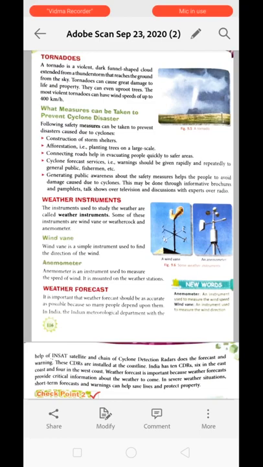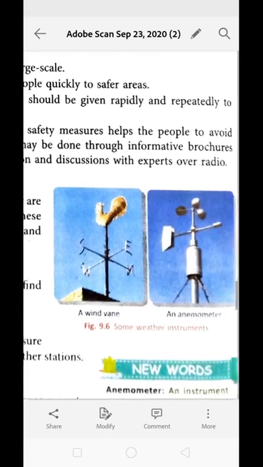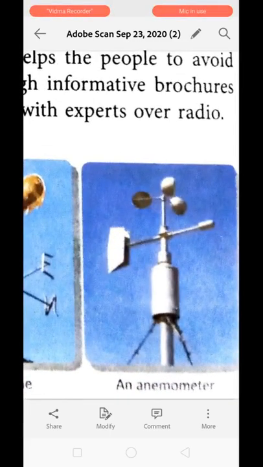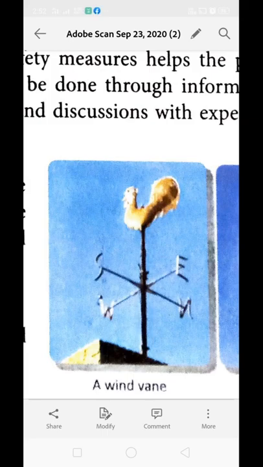Clear? Next is weather instrument. The instrument mentioned over here is called wind vane, whereas this is called anemometer. Anemometer is helpful in detecting the speed of the wind, whereas wind vane is helpful in detecting the direction of the wind. These kinds of instruments are used to understand weather conditions or elements of weather. The instruments used to study the weather are called weather instruments. Clear? Wind vane and anemometer are weather instruments.